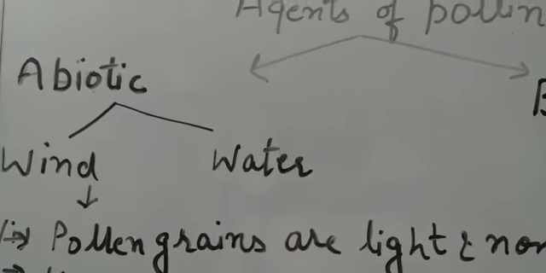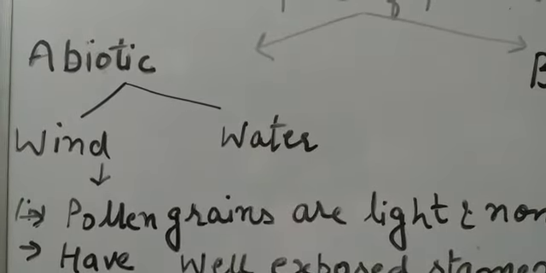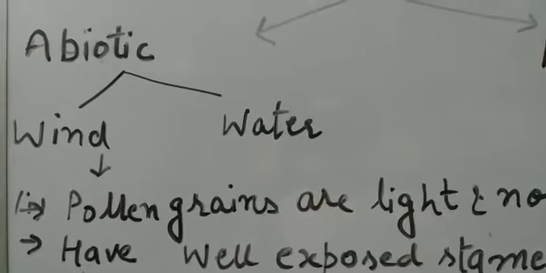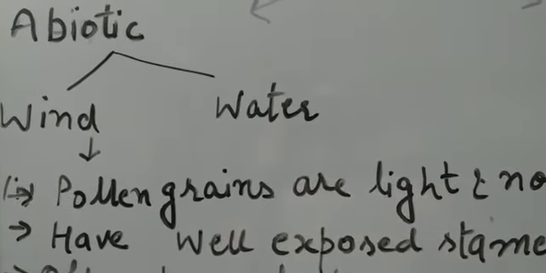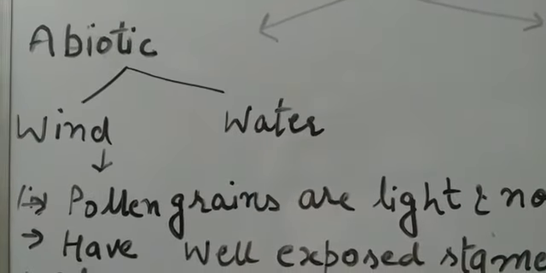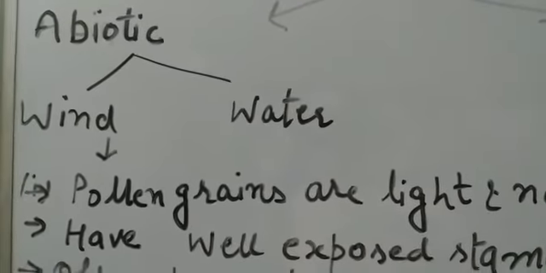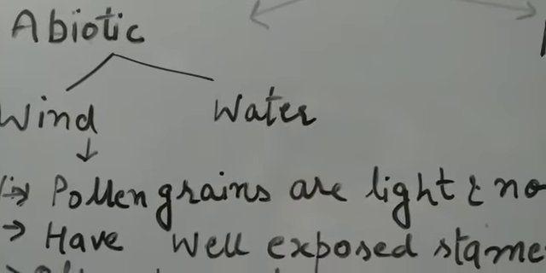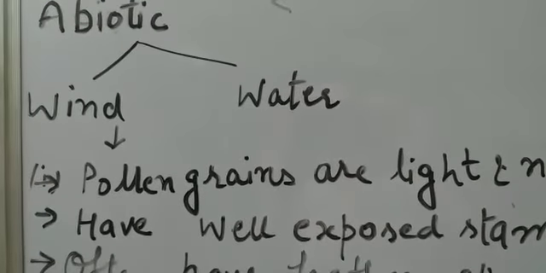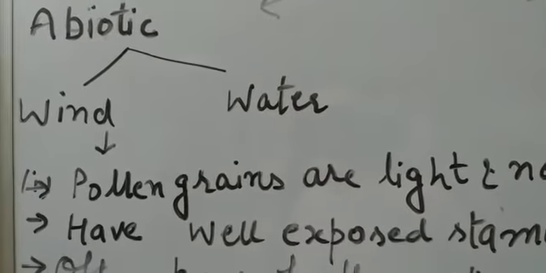Now, as I already told you, abiotic agents are those which are non-living and help in pollination. Pollination means carrying pollen grains from anther to stigma. So there are certain non-living agents which help to carry pollen grains from anther to stigma, right? So first of all, in your syllabus, basically two agents are discussed. One is wind and second is water. These both are abiotic agents or the non-living agents.